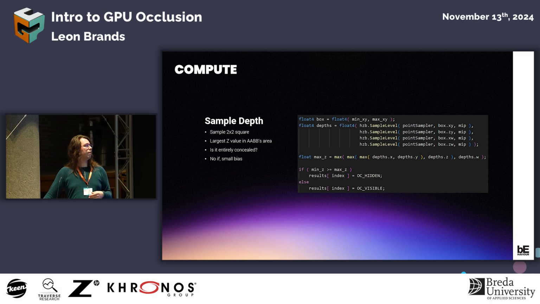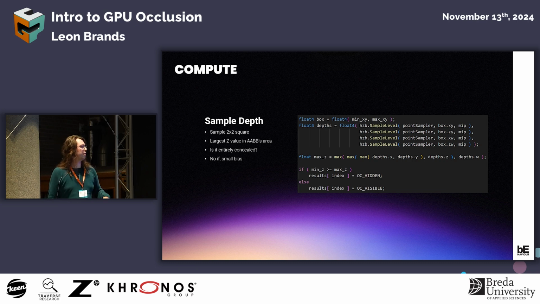Right. So having calculated the MIP level that we need to sample our high set buffer at, we can sample these square's corners. We're going to use the previously computed min and max of our square to determine the exact sample points, after which we can figure out what the furthest pixel is on our high set buffer in that area. And then simply, if the closest value of our ABB is further than the furthest pixel that we've sampled, then we can confidently say that the object is behind another object, or behind multiple other objects, regardless it's occluded.